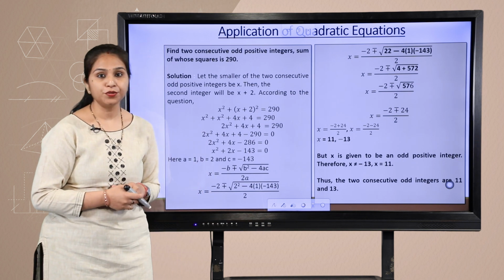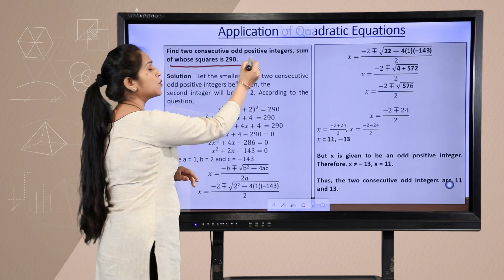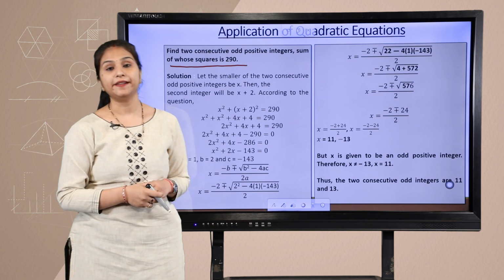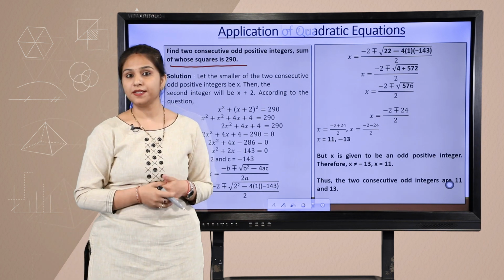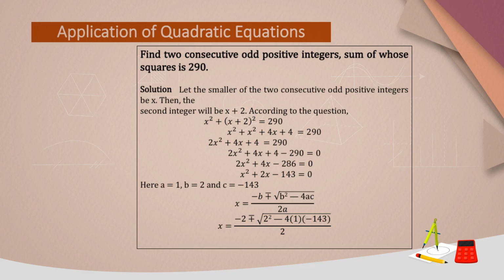Now according to the question, the condition is the sum of whose squares is 290. So your first number is x, your second number is x plus 2. The sum of their squares, that is, the square of x becomes x square, and x plus 2 squared becomes x plus 2 whole square. Their sum is equal to 290. So this will be your equation.